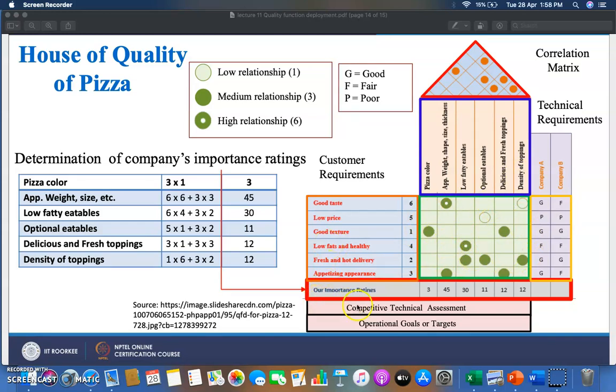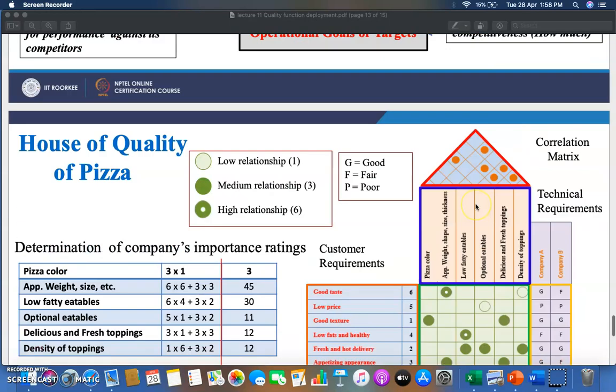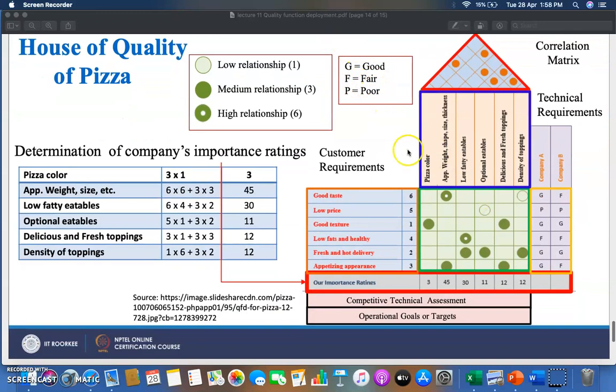Now you have to calculate your importance ratios, which can be calculated in this table. Like here it is 6, and we have given a high relationship, meaning 6 into 6. Similarly 3 and 3, that will give you a total of 45. Similarly we have calculated all those parameters and kept them here. Now for company A and company B, this is also called the customer competitive assessment. In this way we will give good, fair and poor to these companies' products. With the help of this we have prepared this, so this is your whole house of quality of pizza.